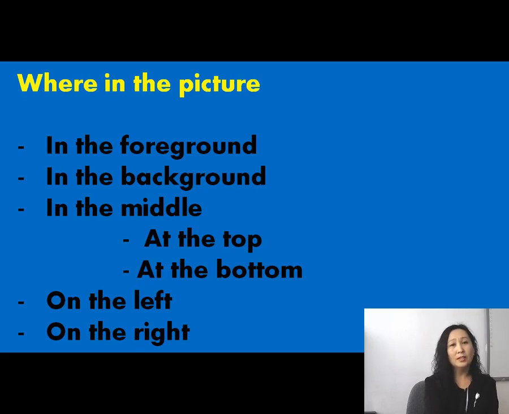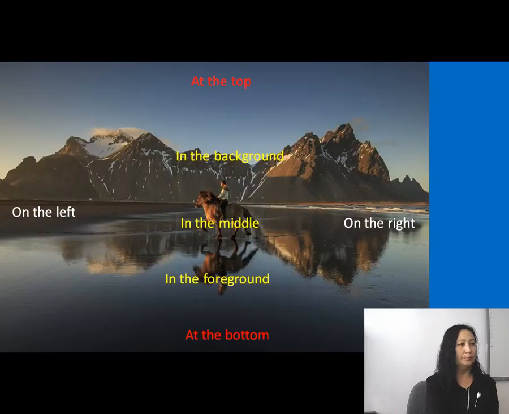Then you can add some details talking about where in the picture. So you should talk what is in the foreground, in the background, in the middle, at the bottom, at the top, then on the left and on the right. Of course, if there are some objects and people in the corner, you can also talk what is in the corner, in the top left corner or bottom right corner. For example, let's try to describe this picture.